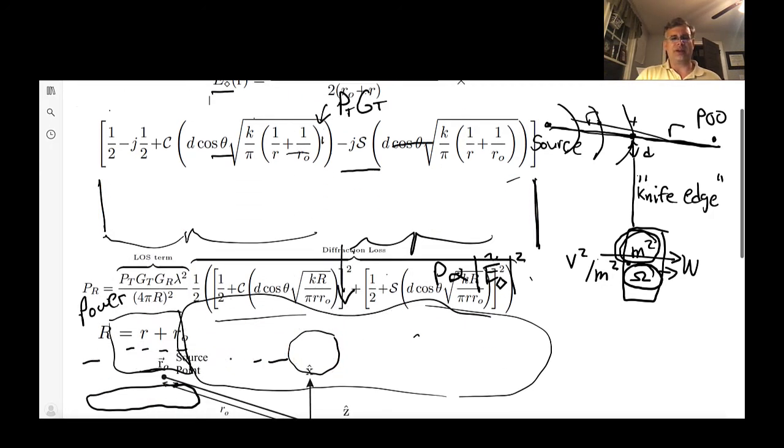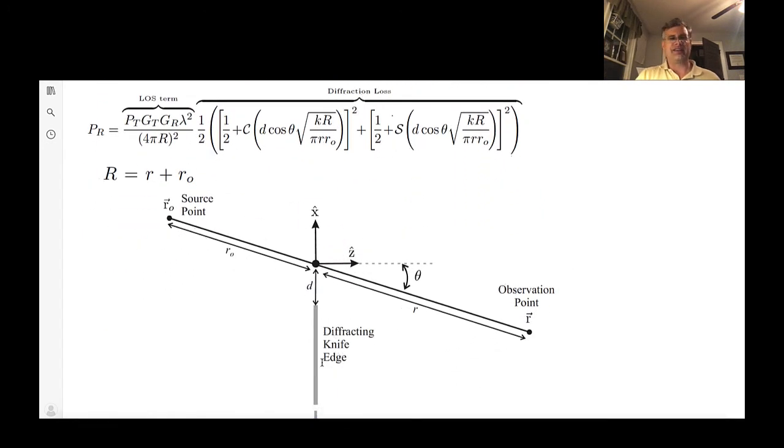Now, let's just do a quick sanity check to make sure that checks out. So, over here, I've got my source geometry with the diffracting knife edge. If my D goes to infinity, that is, my obstructing knife edge is infinitely far away from the sight line, we know that these functions in the limit of large argument converge to both positive 1/2. And if that's the case, then I have 1/2 plus 1/2, that's 1, quantity squared. This term goes from 1/2 to 1/2, 1, quantity squared. I add those two terms together, I get 2, and that cancels with the half I have out in front here. And what I'm left with is the Friis free space formula.